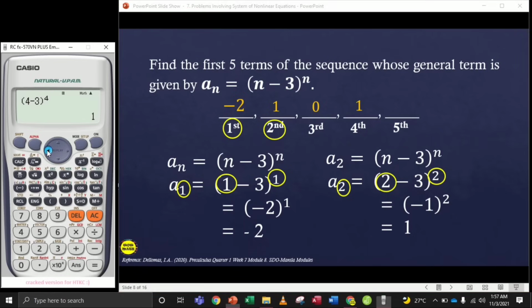And then, yung pang 5th term, balik tayo. So, palitan natin siya ng 5. Okay, so the answer is 32. Okay, kasi magiging 5 minus 3, that is 2. 2 raised to 5, that is 32. So, yung pang 5th term natin is 32.